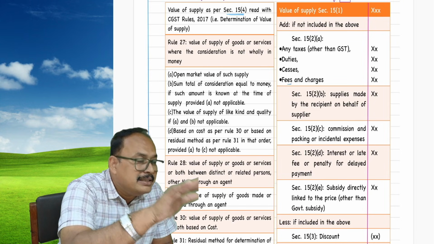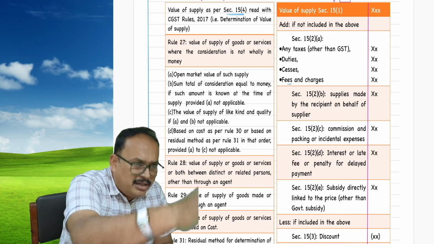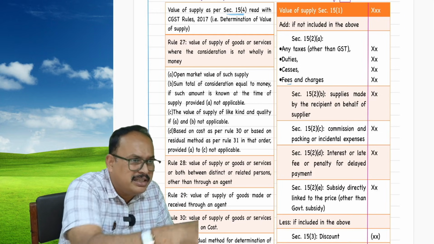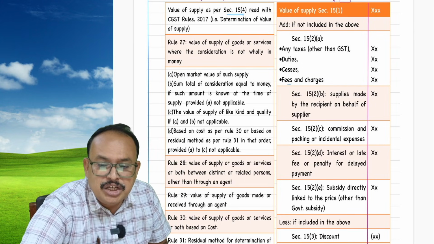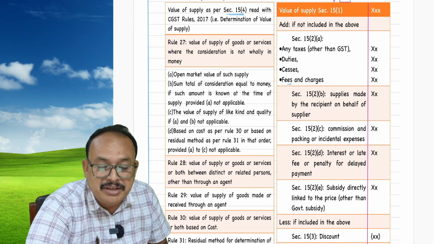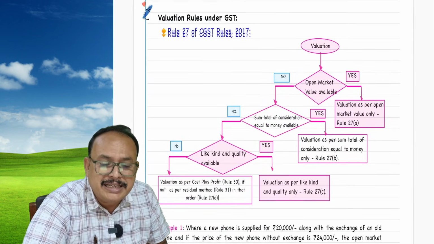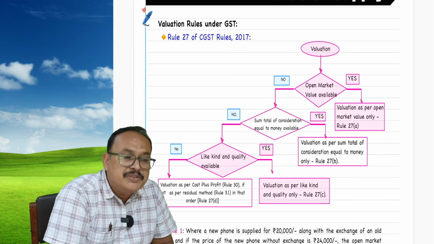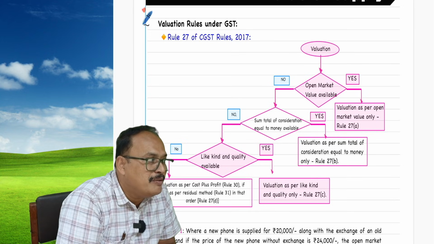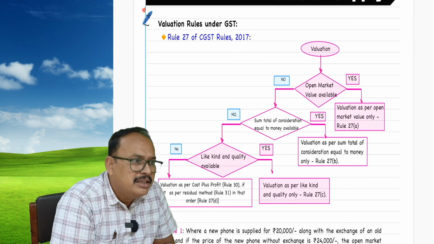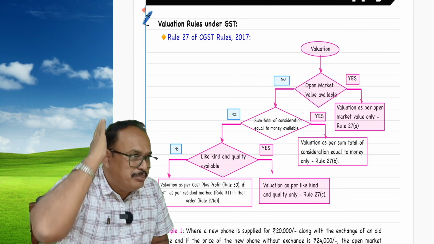If the supplier and the recipient are related parties, or the price is not the sole consideration, wantedly and deliberately kept below the market price and sold to cause revenue loss, in that case, refer to the valuation rules. In this process, you have to refer to rule number 27. Rule 27 has 4 categories. One is open market value. If not, sum total of consideration equal to money value. If not, like kind and quality. If not, cost plus 10% profit. Rule number 30. If not, best judgment, which the department will take up.